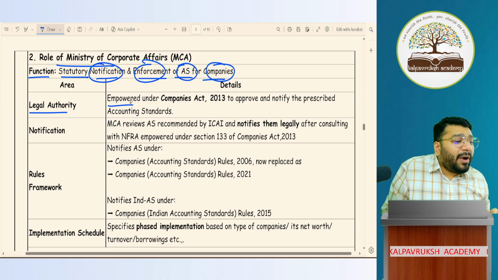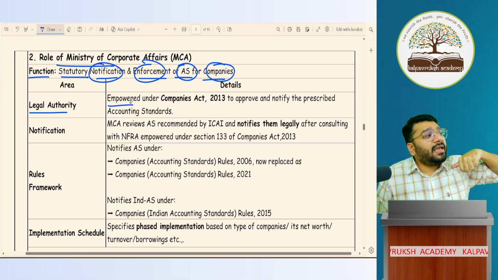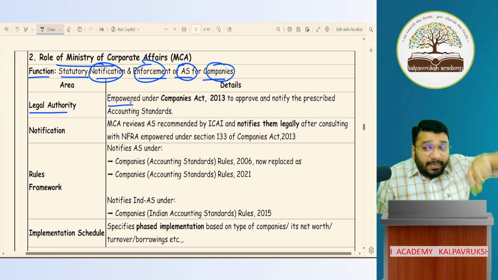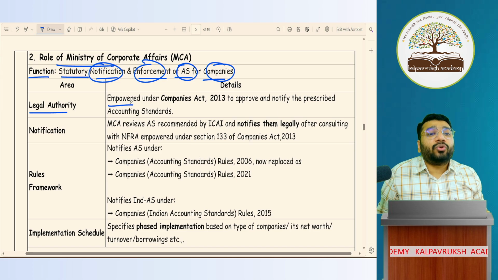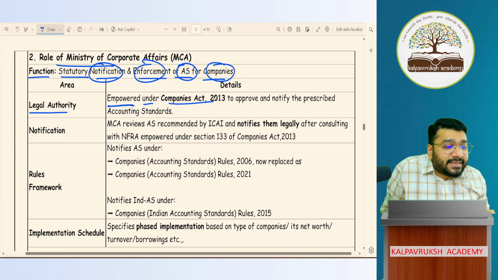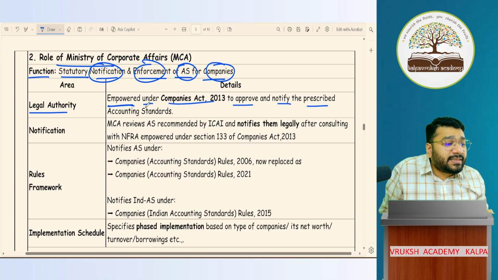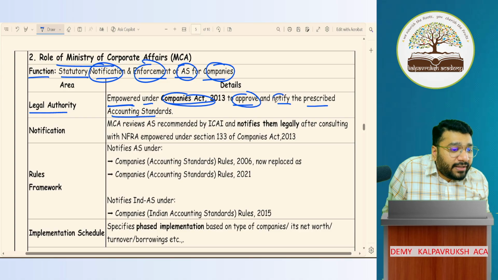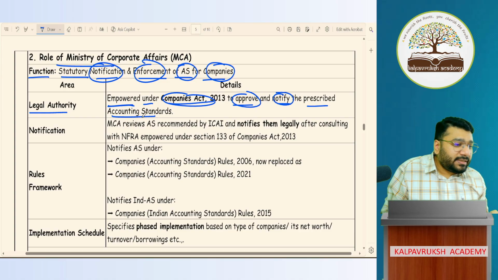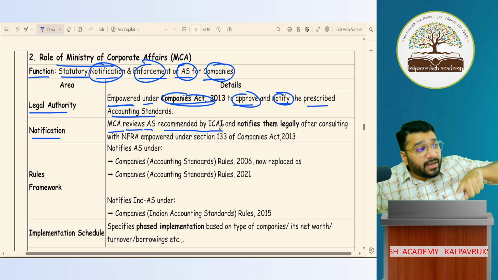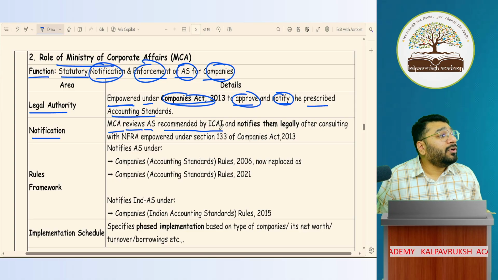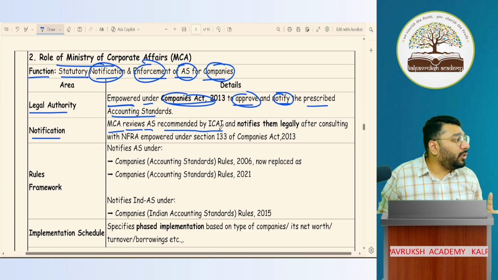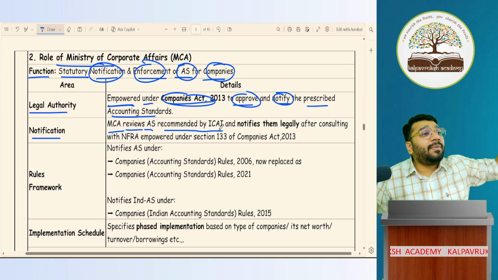So who has given the authority to MCA for notifying the accounting standard to be made applicable on companies? It is the Companies Act 2013. So MCA is empowered under Companies Act 2013 to approve and notify the prescribed accounting standards. Notification: MCA reviews AS recommended by ICI. So AS is recommended by ICI to MCA. MCA will review that after consulting with NFRA, and if they find it appropriate, they will notify it. And once it is notified, it is legally applicable on the companies.